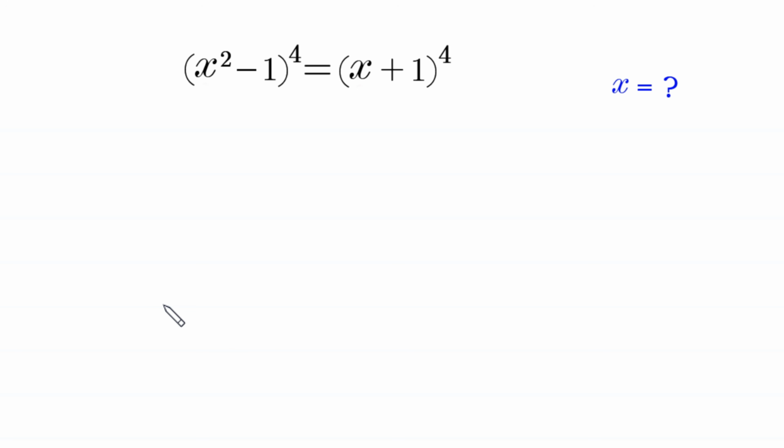Hello, welcome to how to solve this very nice algebra equation. (x squared minus 1) whole to the power 4 is equal to (x plus 1) whole to the power 4. We need to find all possible values of x.